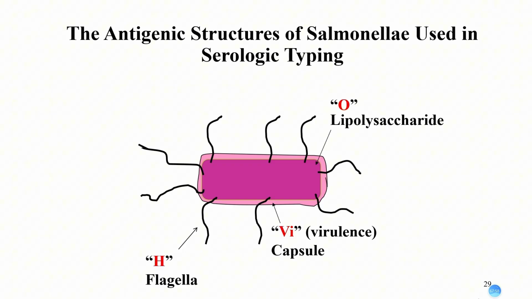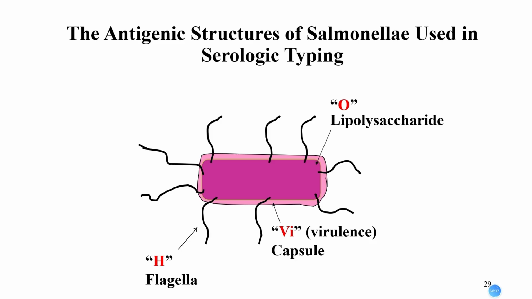Okay, here is a model structure of Salmonella that shows us the important antigens on Salmonella. First, it's a gram-negative bacteria, so on the outer membrane you would find the lipopolysaccharide. So that's the O antigen of Salmonella. And Salmonella have the peritrichous flagella, so you have a lot of flagellum protein, so that's the H antigen.